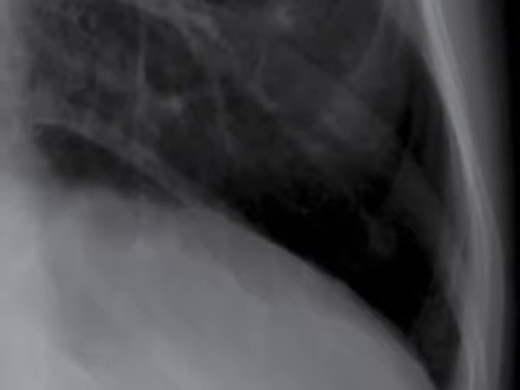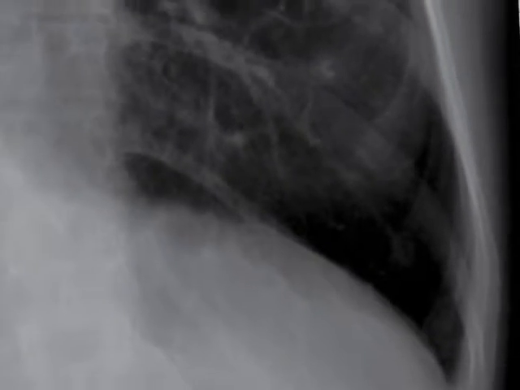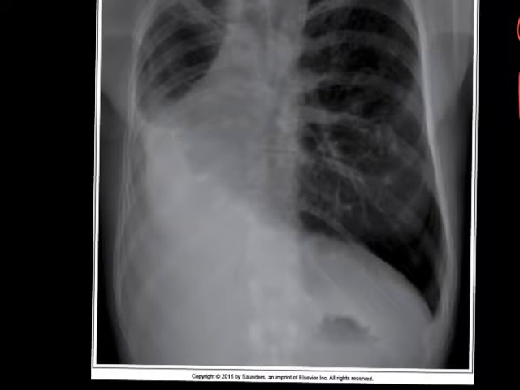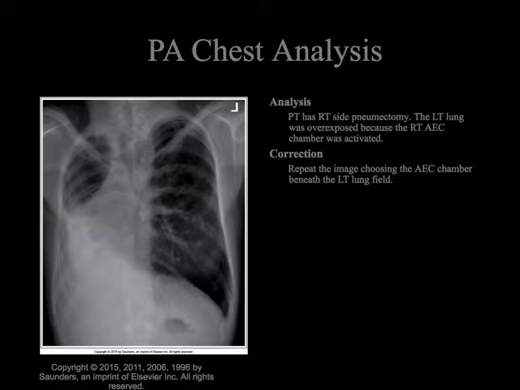This would be more apparent if we're looking at it on our image. Considering that area where we don't see any lung markings, but we do see some glob of stuff going on over here, let's talk about this image. So this patient has a right side pneumonectomy, right? Meaning the right lung has been removed. So the left lung was overexposed because the right AEC chamber was activated.